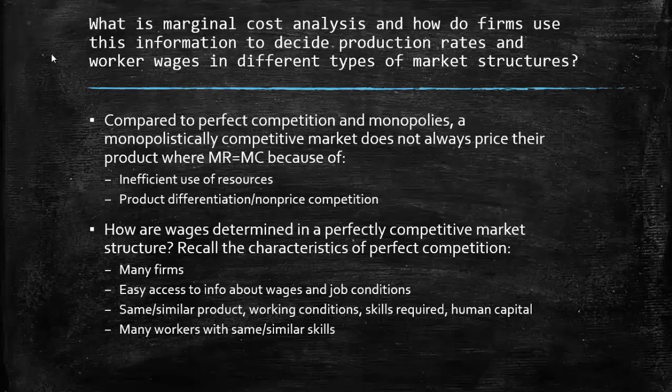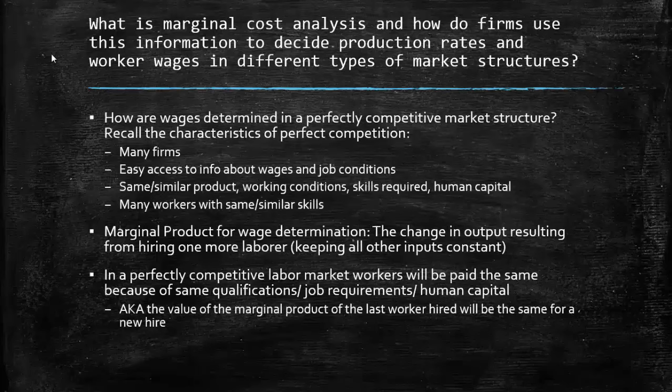Now, on that same note, let's talk about wages in a perfectly competitive market. So quickly recall the characteristics of a perfectly competitive market. There are many firms. There is easy access to information. They are producing the same or similar product, and I'm going to add to that in this video. That also means the same working conditions, same skills required, same levels of human capital. Here's how marginal cost, also referred to as marginal product, works for wage determination in a perfectly competitive market.